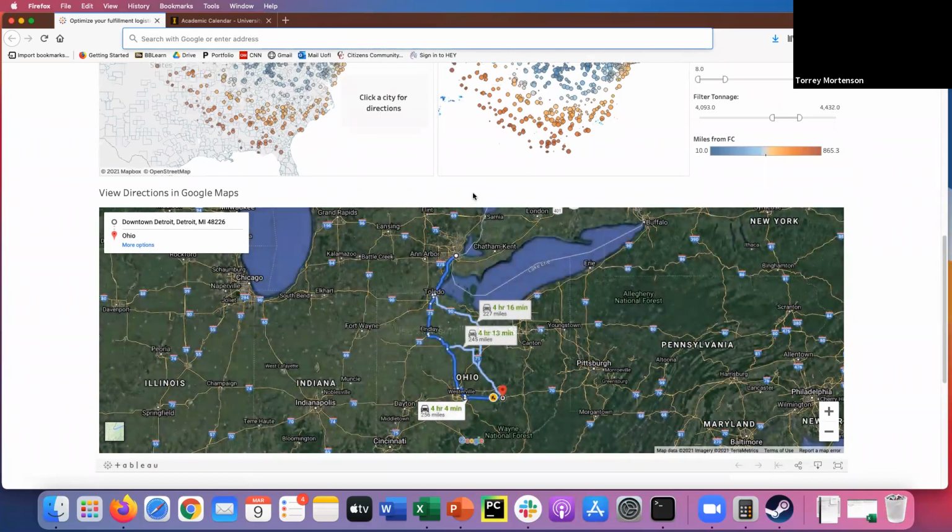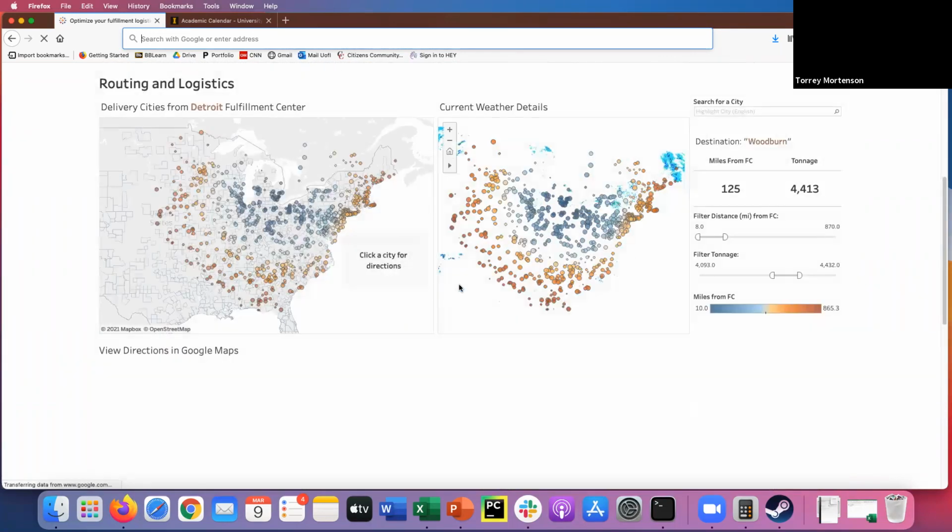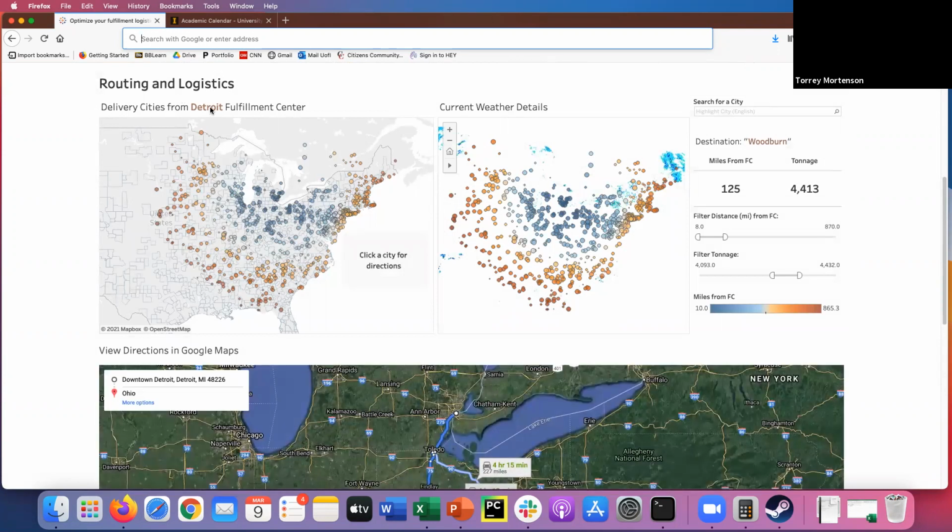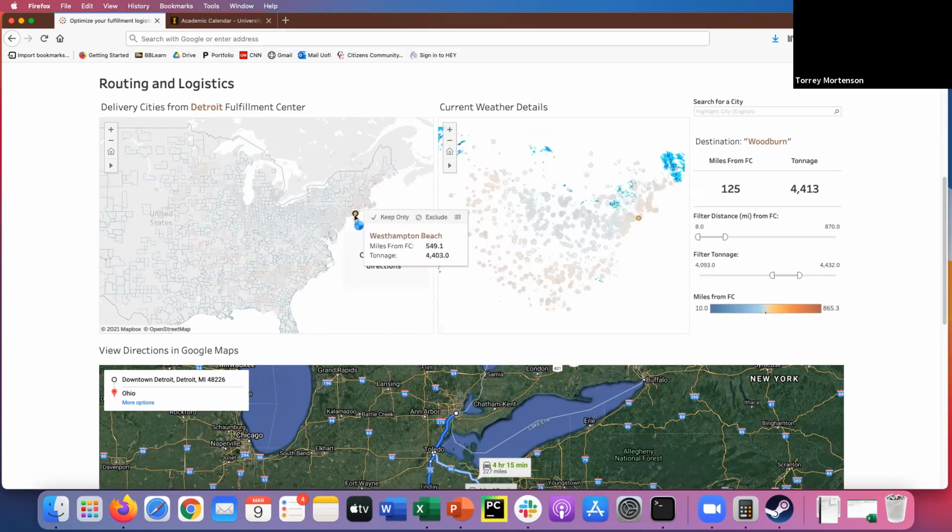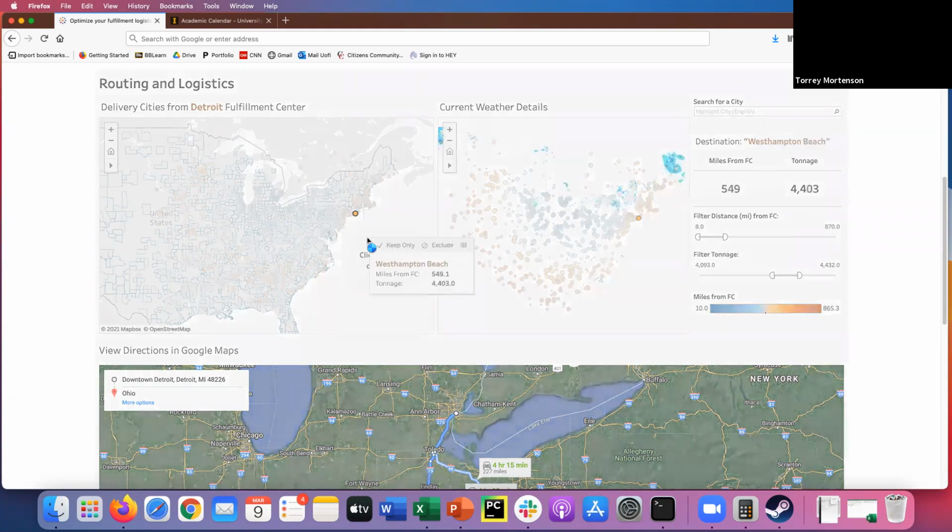Right there, view your directions. So click a city for directions, for example. Delivery cities from a Detroit fulfillment center. Let's go to, also these are going to be names of delivery cities from that fulfillment center. We find a big one. Seeing a lot of times these are anonymized, right? So I'm trying to see if I recognize a city. West Hampton. So you click that, what happens?